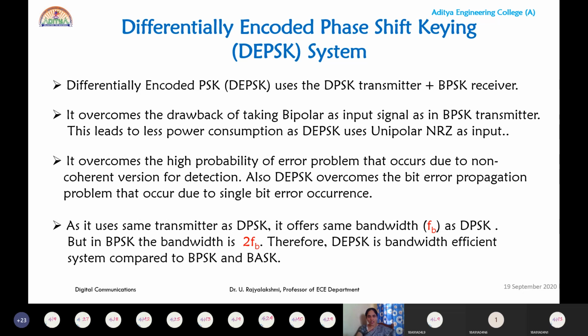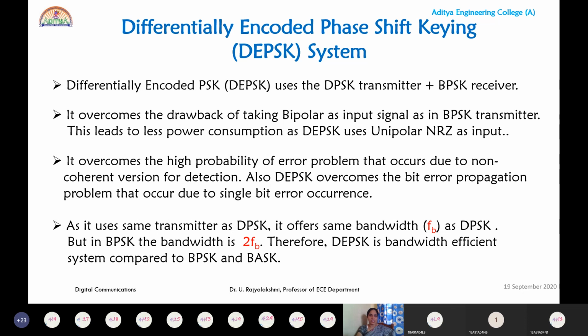Once you do not make use of a synchronous carrier, what happens to our probability of error? It will increase. Not only that, if there is any single bit error, that error will be propagated throughout the entire sequence, because the transmitter section of DPSK uses a differential encoder.